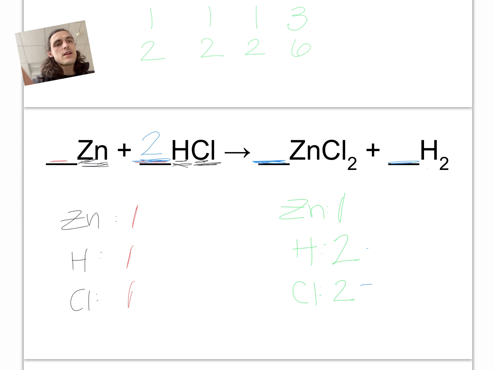If I put a 2 there, now it's 2 times the 1 hydrogen I had. So now, instead of having just 1, I have 2. And now instead of just having 1 chlorine, I have 2. And if I do a little check, yep, yep, yep. So that is zinc replacing hydrogen and chlorine. That's hydrochloric acid, and then it's making zinc chloride and just hydrogen by itself. So this is now balanced.